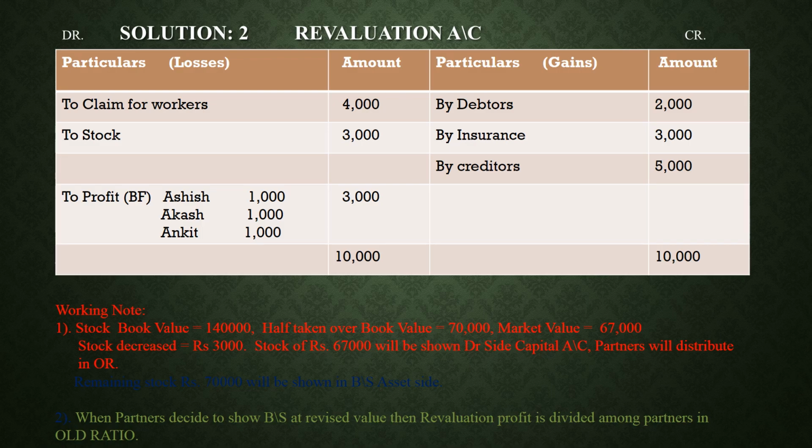Since this is unrecorded liability, it is a loss for the firm, therefore it will be debited. 4,000 will be debited in revaluation account. To claim for workers, amount 4,000. Second adjustment is very important. It is with regard to all debtors are good.